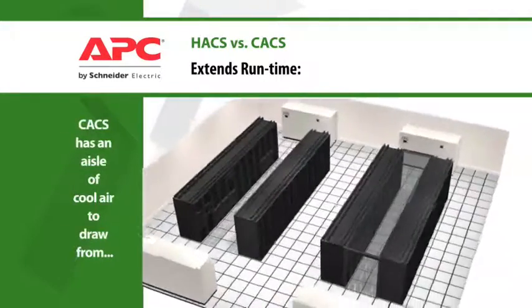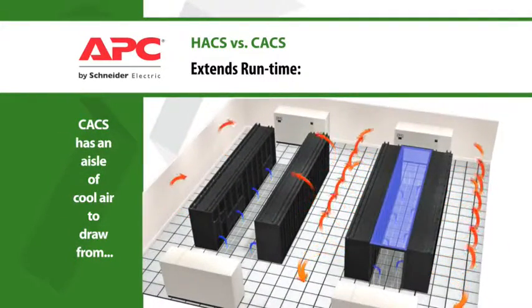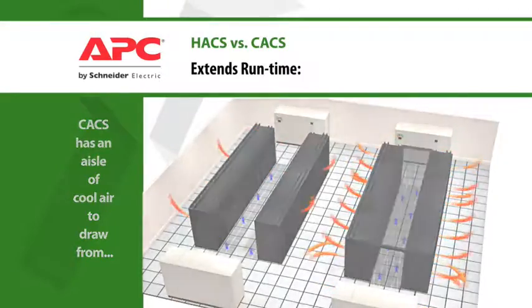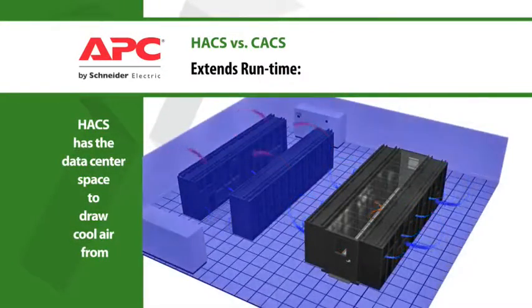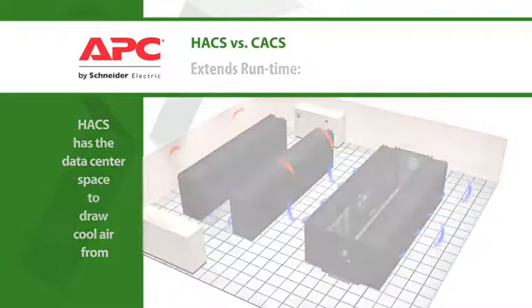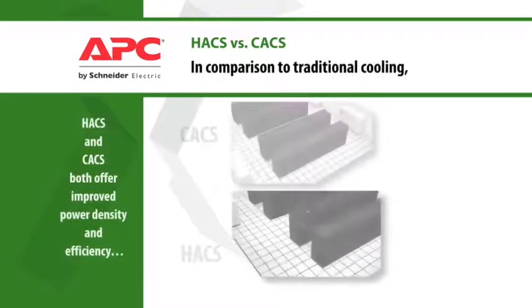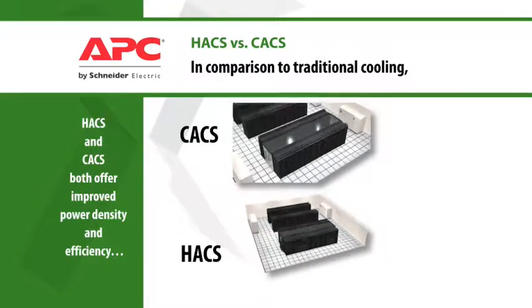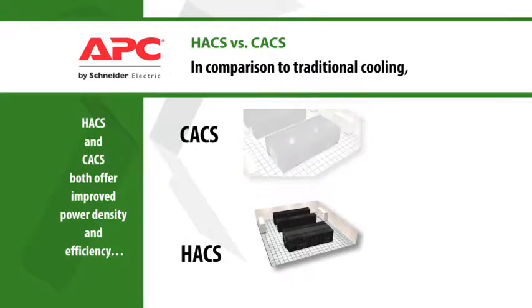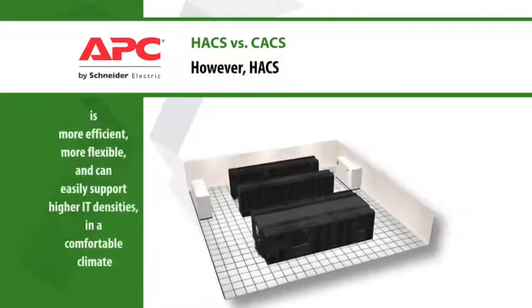A significant advantage that the hot aisle system has over the cold aisle system is the ability to extend runtime. In the event of a cooling failure, runtime is decreased with CACS because the cold air used to cool the IT equipment is drawn only from the center aisle. In HACS, the equipment will draw the cold air from the entire data center, resulting in fewer cooling failures and extended runtimes.